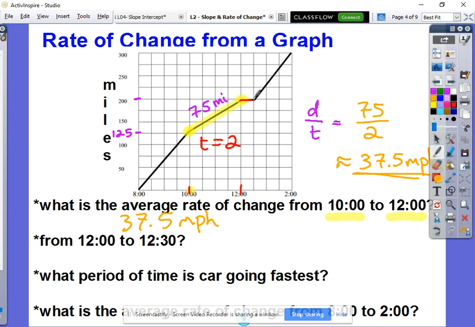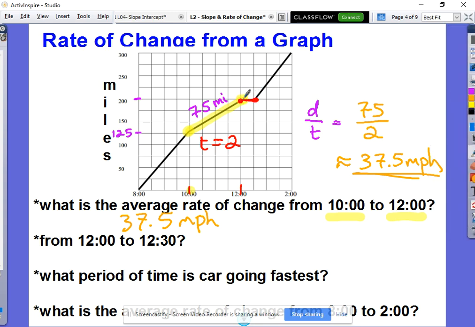This little guy right here. What do y'all think about that? What's my rate of change there? Tell a neighbor, what do you think? What do you think's happening? You may notice that the line is flat. So what does that mean? If the line is flat, that means there's no change in distance. Time is passing, but there's no change in distance.